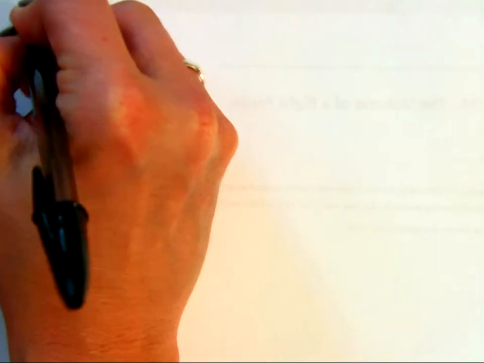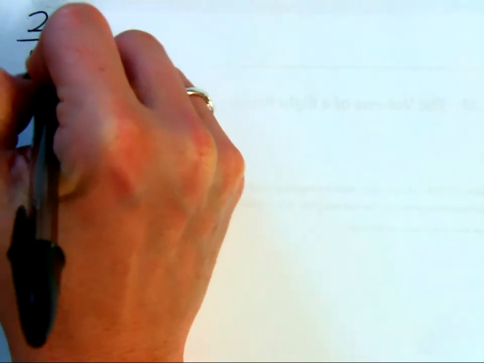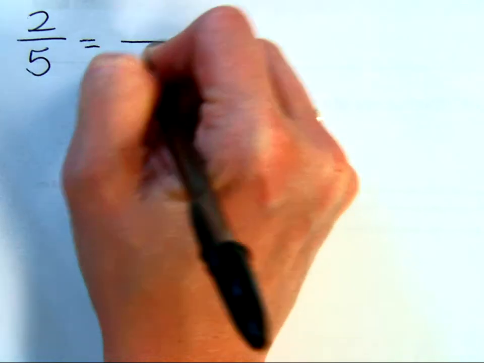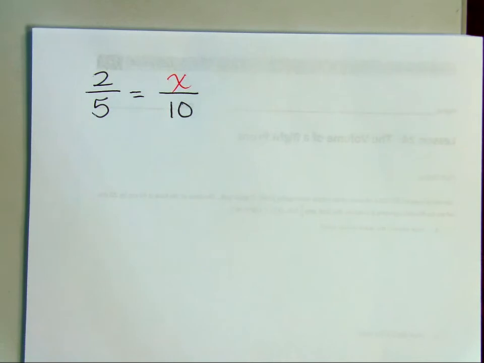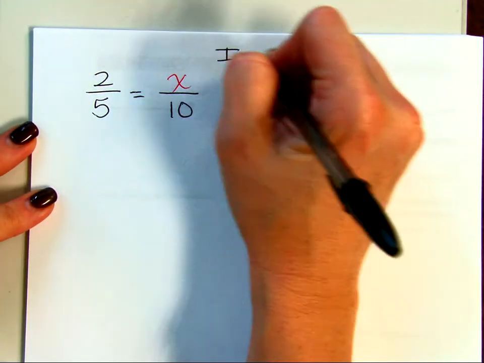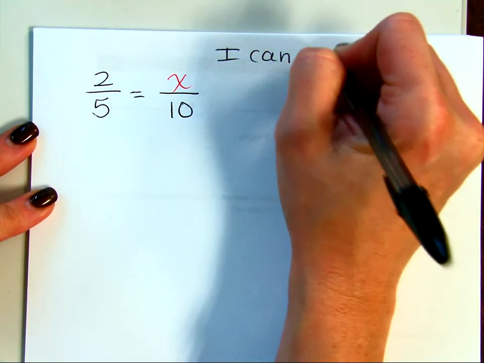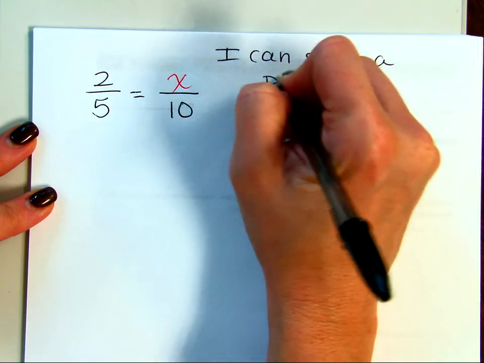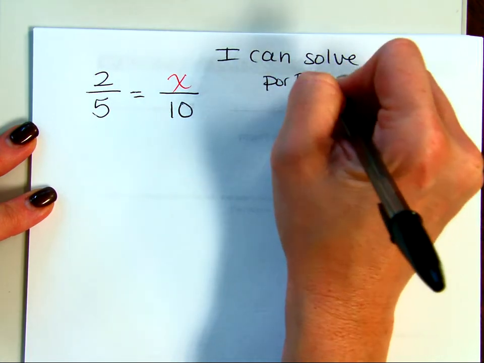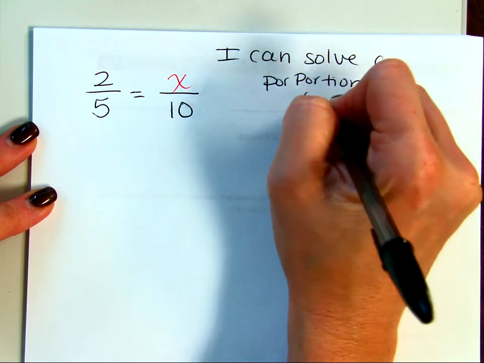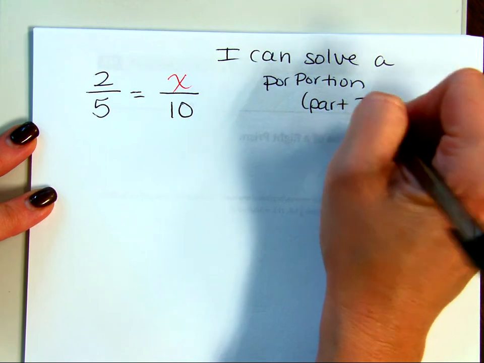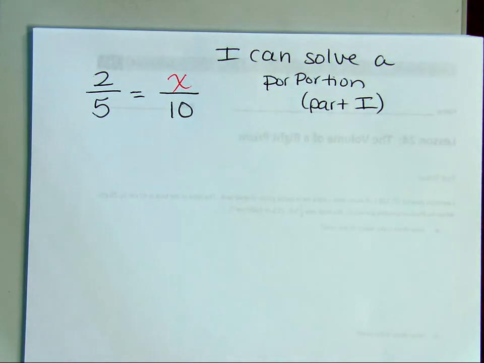If I were to say to you 2/5 equals, I'm keeping it simple. So now I want you to write at the top of this paper, I can solve a proportion. And this is just going to be part 1. Okay? I can solve a proportion.